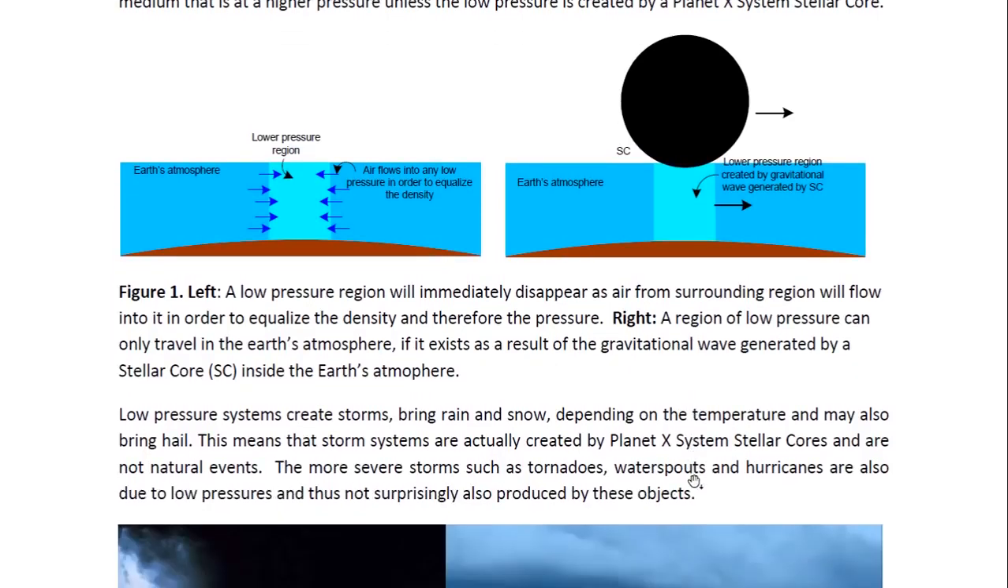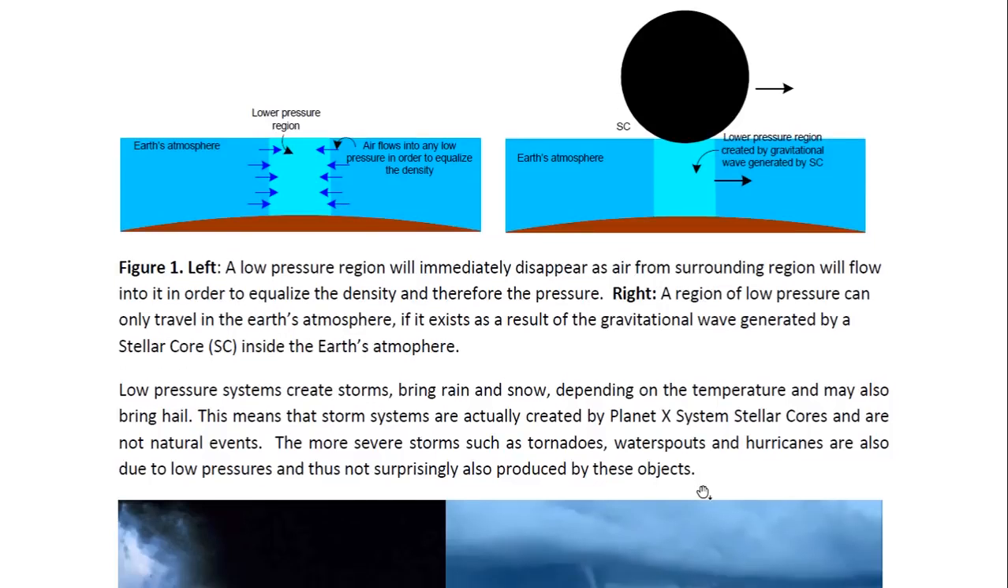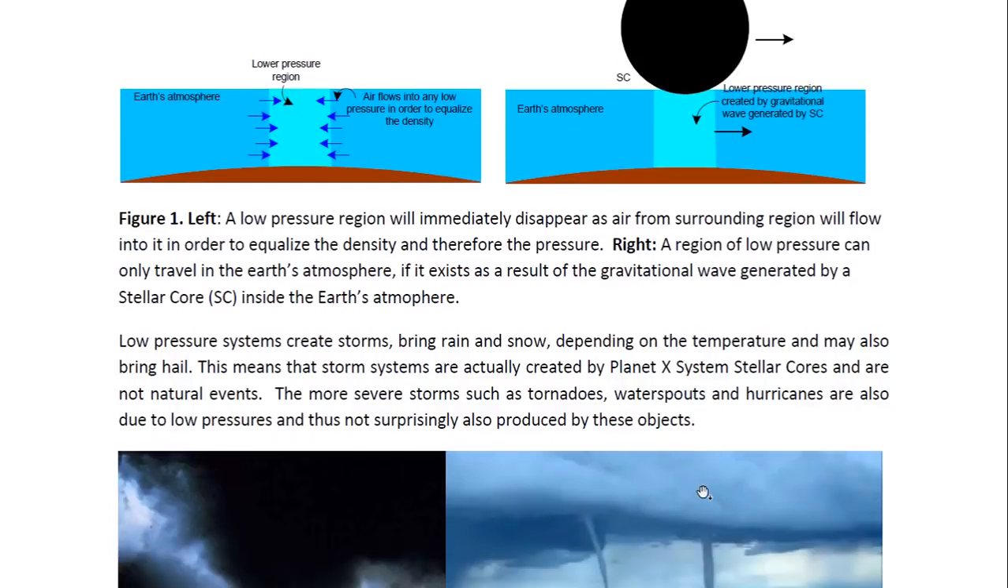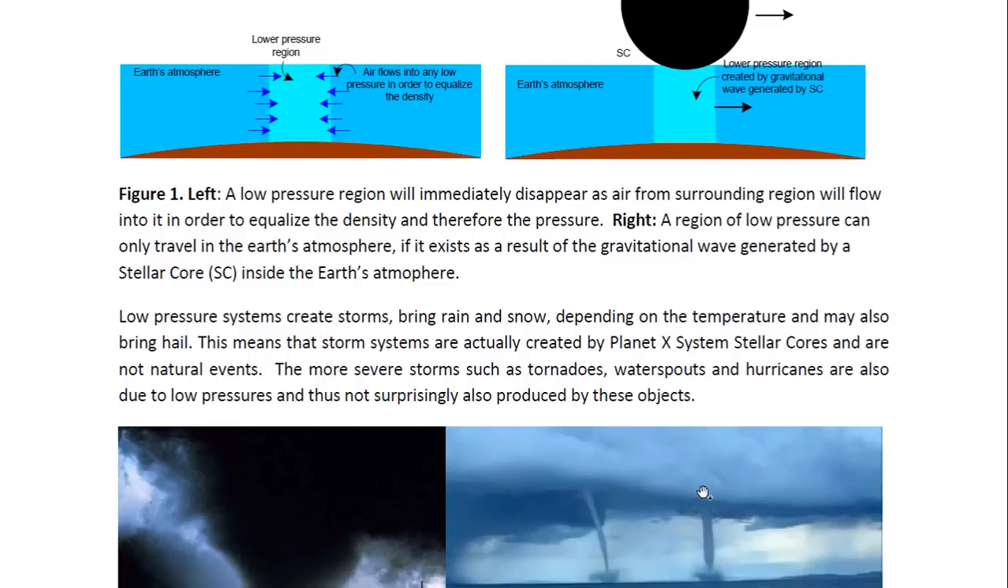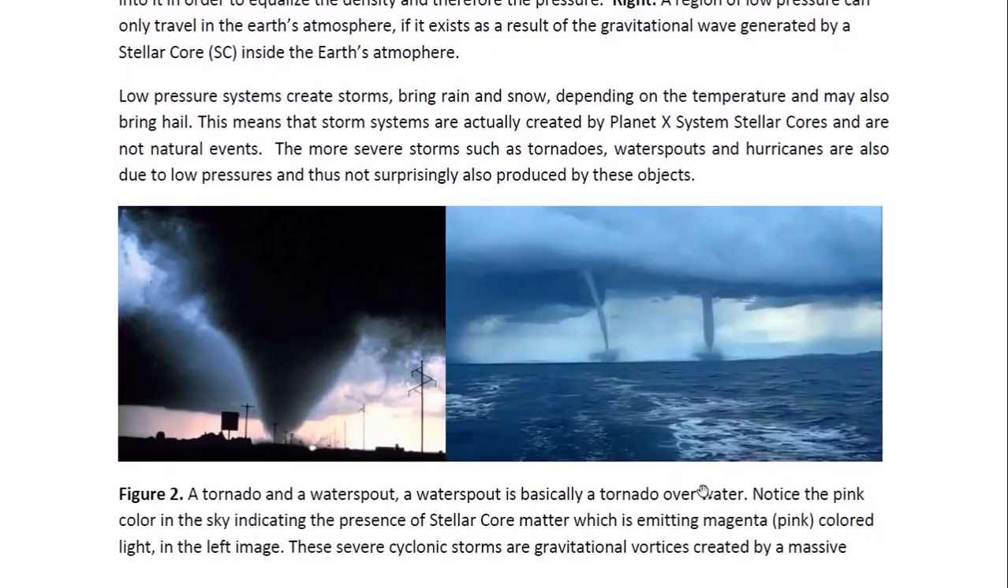So low pressure systems create storms, bring rain and snow depending on the temperature, and may also bring hail. This means that storm systems are actually created by Planet X system stellar cores and are not natural events. The more severe storms such as tornadoes, waterspouts and hurricanes are also due to low pressures and thus not surprisingly also produced by these objects. And here you see a tornado.